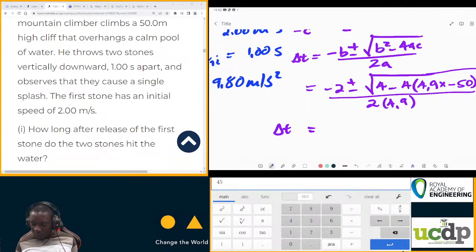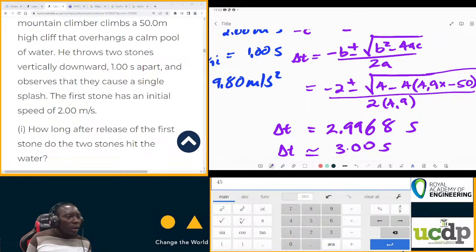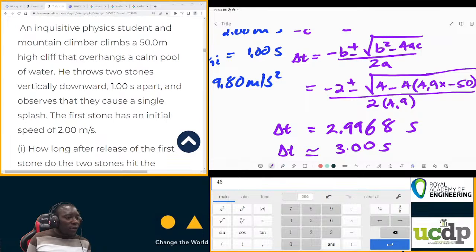Divided by 2 by 4.9, which is 9.8. So this is 2.9968 seconds, which is 3 seconds. We're given that the least significant figure there is one significant figure in terms of both time and velocity. So to one significant figure, that becomes just 3 seconds.